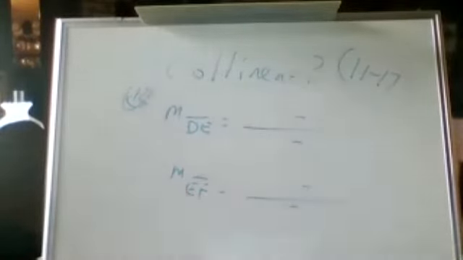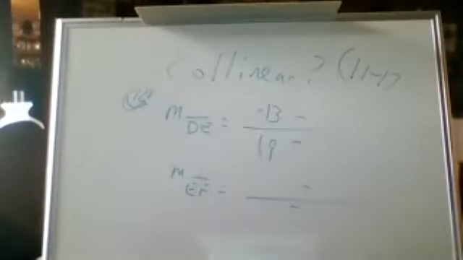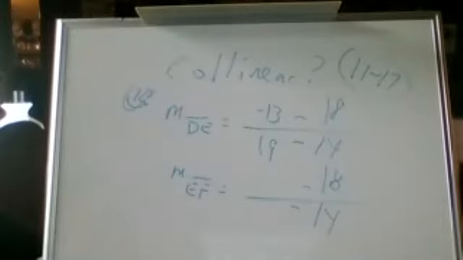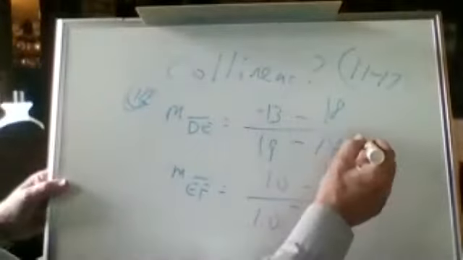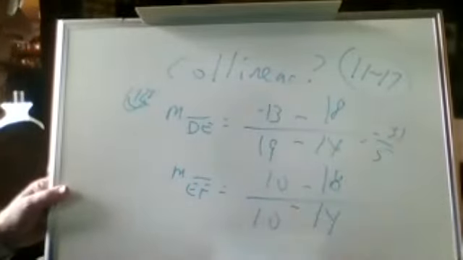All right. So point D is 19 and -13. So this is 19 and -13. Point E is 14 and 18, and we'll put 14, 18 here, okay? And point F is 10 and 10. So -13 minus 18 is -31. 19 minus 14 is 5. So I have -31 over 5.